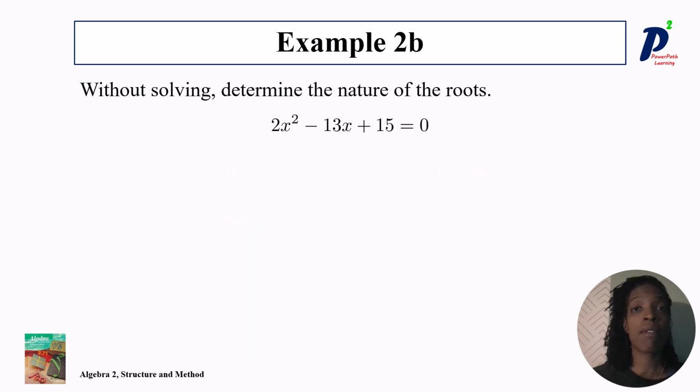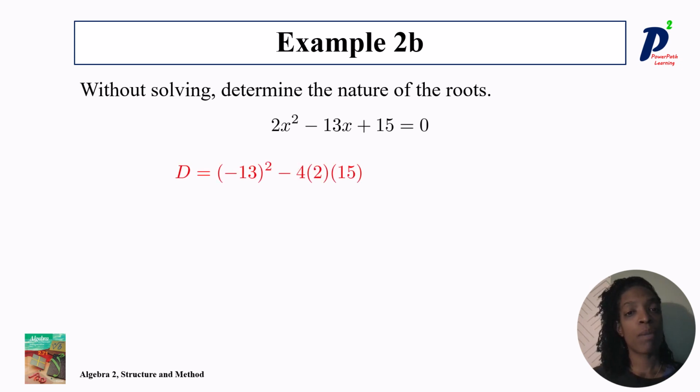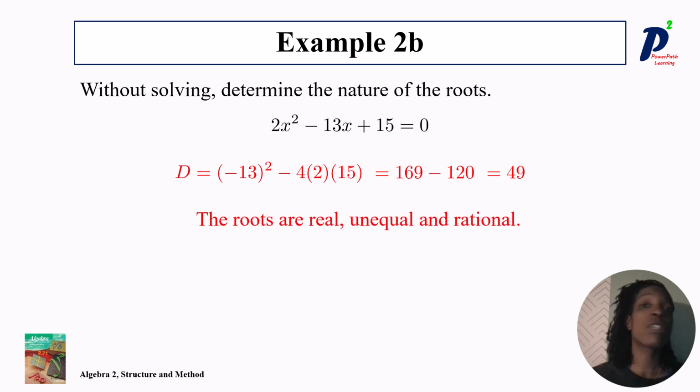Example 2b, same thing. Feel free to pause and give it a try on your own. My discriminant is 49, positive and a perfect square. So these are rational roots and they're real and unequal.